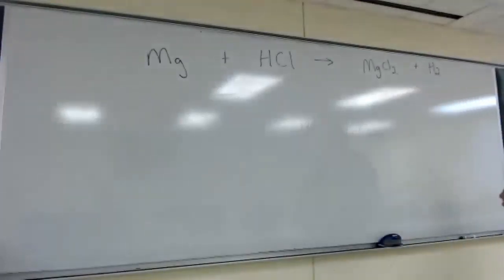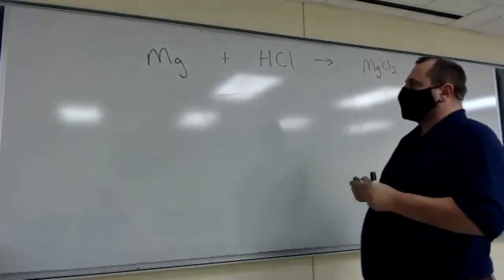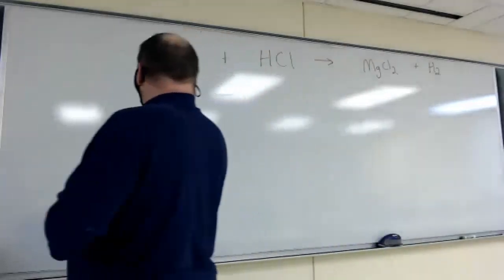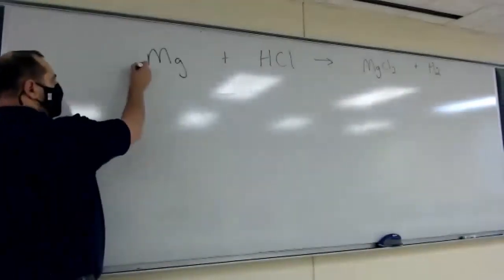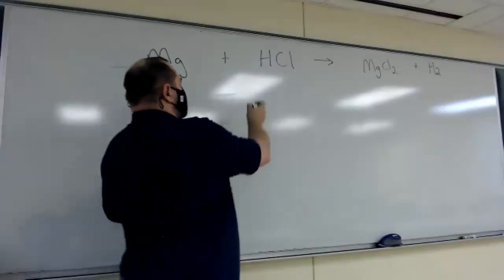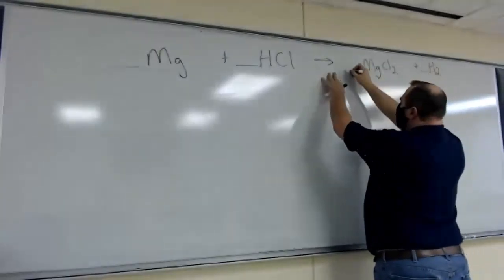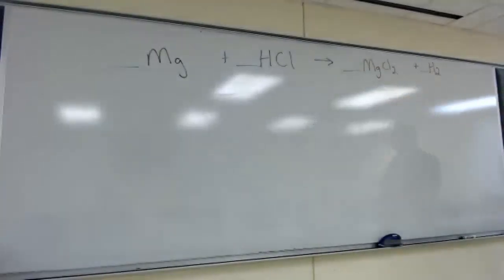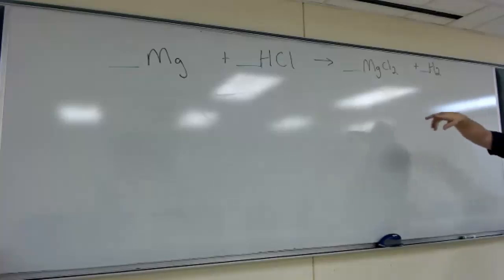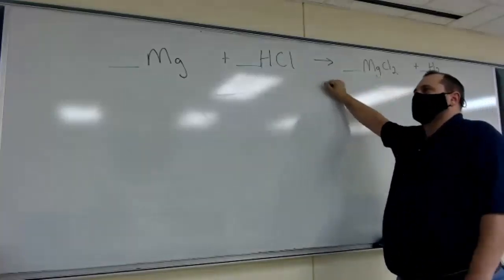So the first thing I want to do is figure out how many coefficients there are. How many coefficients do we have on this one? We got one in front of the first one, after each plus, and one after the arrow.